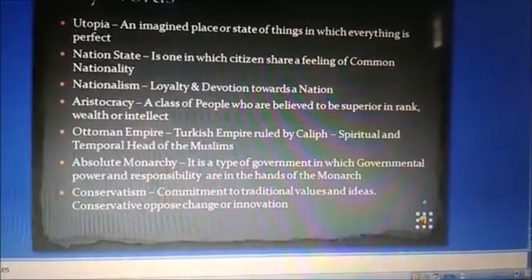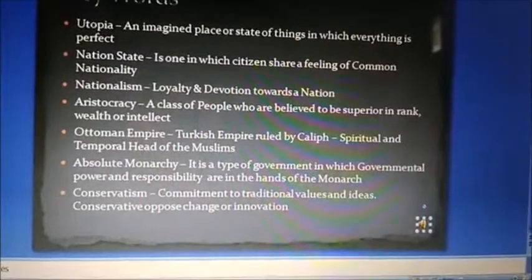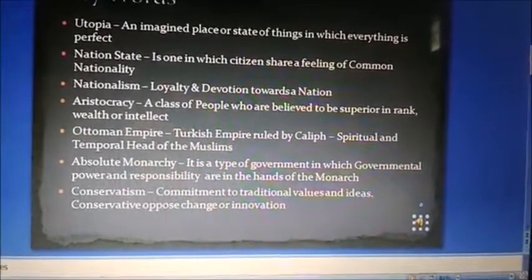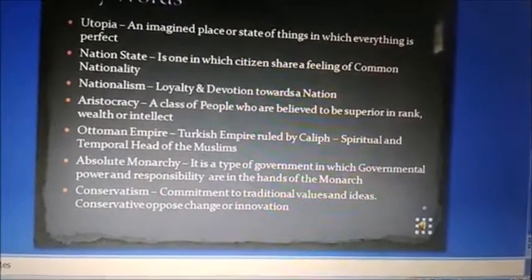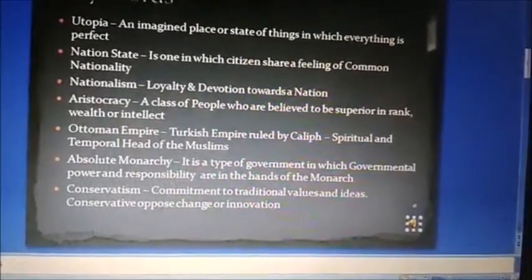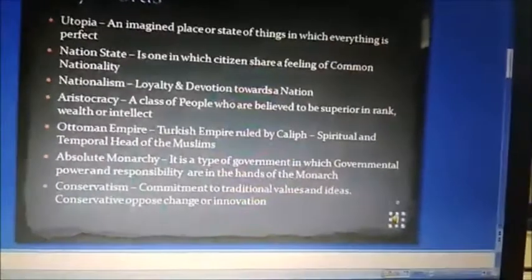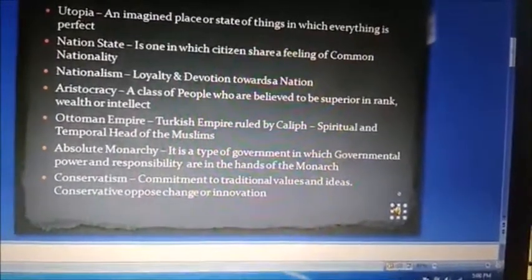The next word that we would learn in this chapter is conservatism, which you already have learned in 9th class, which means commitment to traditional values and ideas, and conservatives oppose change or innovation.